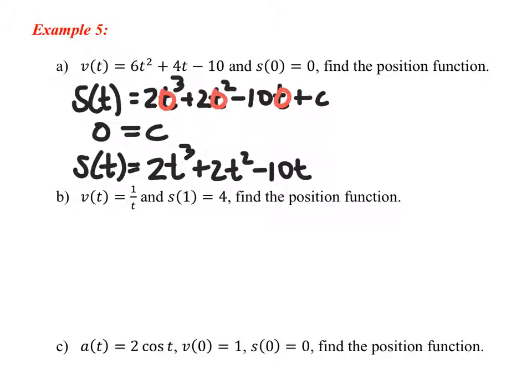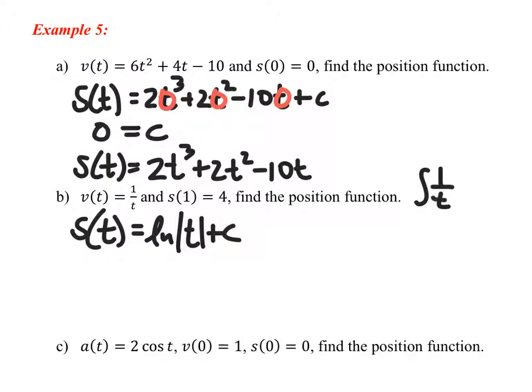Okay, so let's say the velocity function is 1 over t. Then capital S of t would equal the natural log of t plus c. Right, 1 over t would be the same as 1 over x dx. So the integral of 1 over t dt would equal the natural log of t plus c.